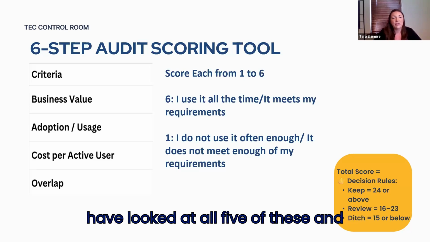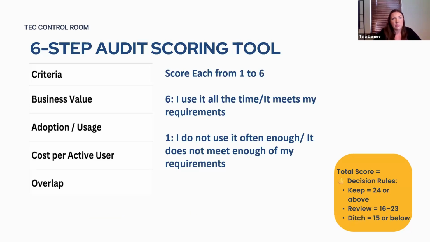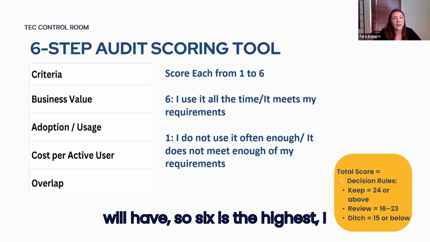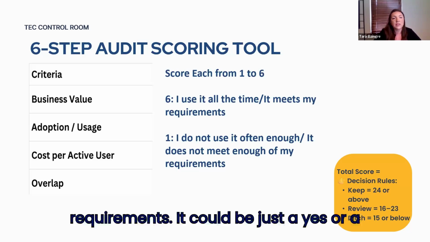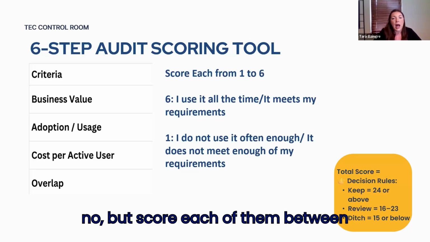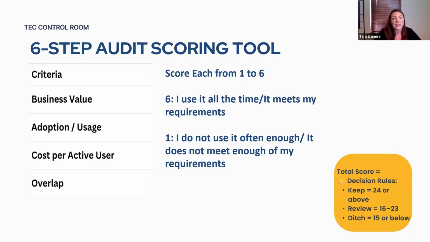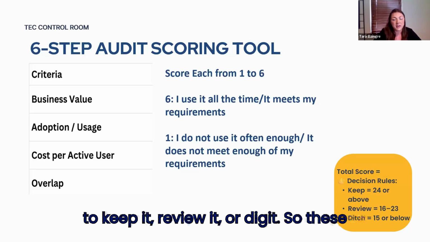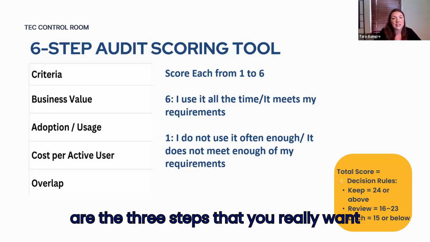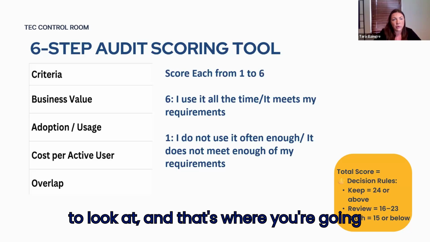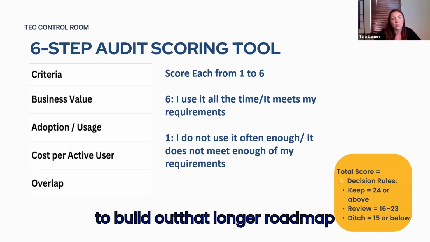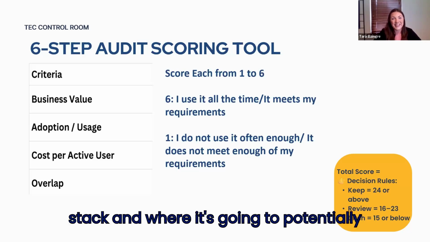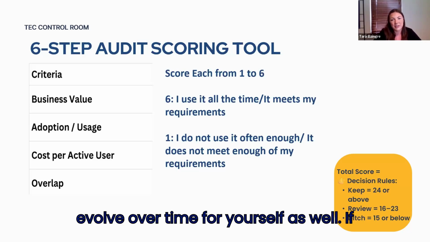So once you have looked at all 5 of these and assessed your tools based on these, you will have a score, where 6 is the highest, I use it all the time, or it meets my requirements. It could be just a yes or a no, but score each of them between 6 and 1 to help you decide whether or not you want to keep it, review it, or ditch it. So these are the 3 steps that you really want to look at, and that's where you're going to build out that longer roadmap on where you're going to keep your tool stack, and where it's going to potentially evolve over time for yourself as well.